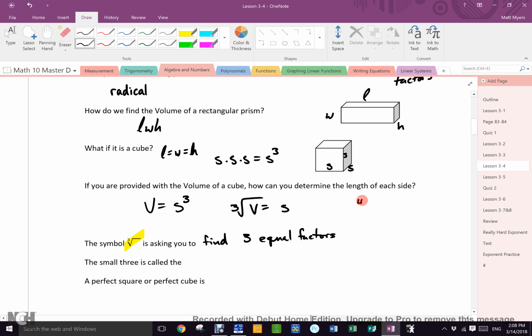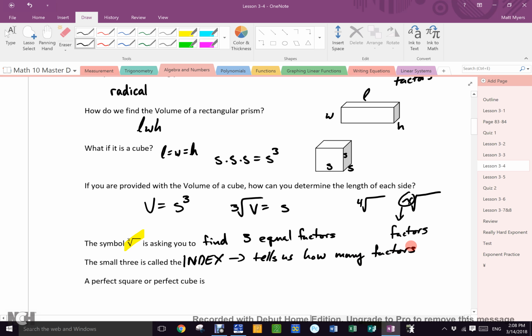Now, let's apply this even further. What if there was a little 4? Now how many equal factors do I need? What if there was a 5? What if there was a 6? What if there was any number? Then that is the number of factors. Everybody got it? The small 3 is called the index number. And it tells us how many factors. Yeah?